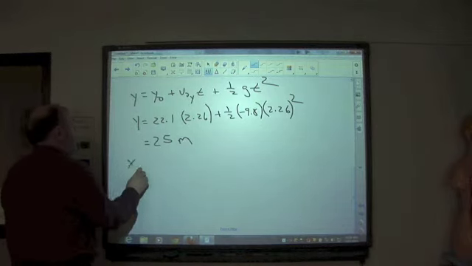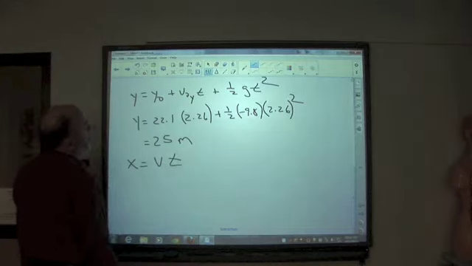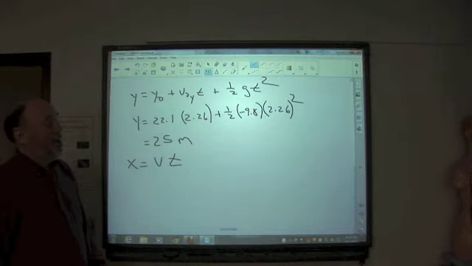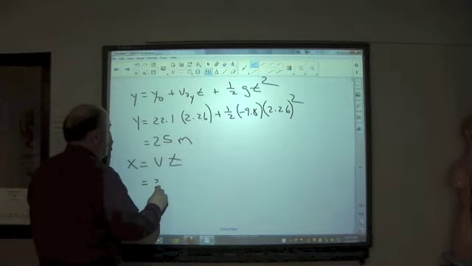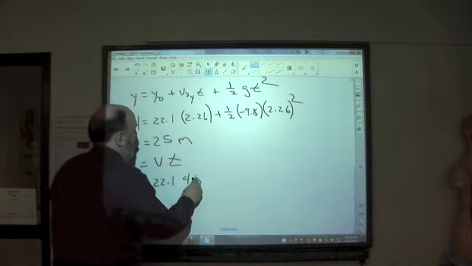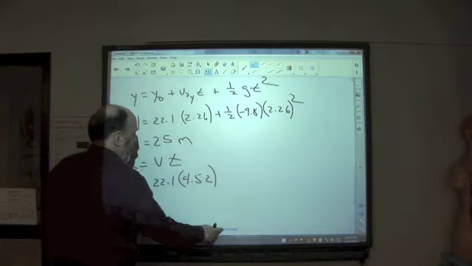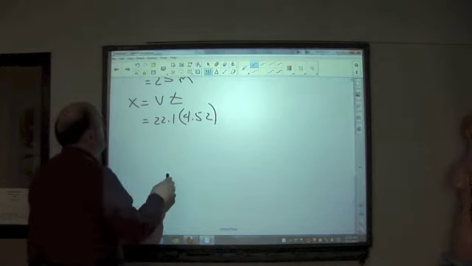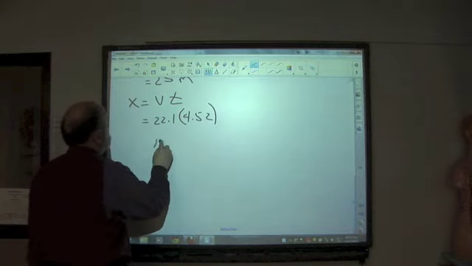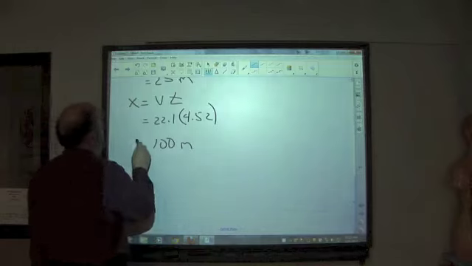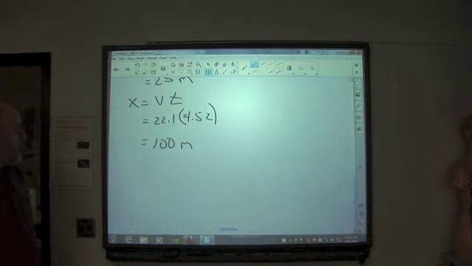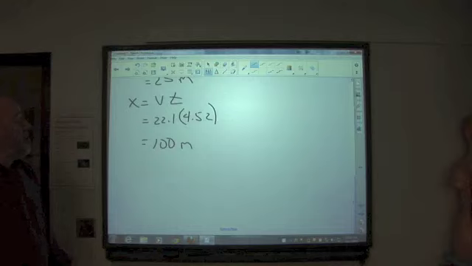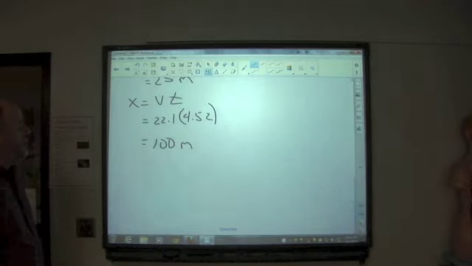Now, where does it hit? Well, the x direction will be given by v times t. Now, gravity has no effect on the velocity in the x direction. Gravity only affects the y direction. So this will be 22.1 times 4.52. And that will give us 100 meters. So we know it's going to hit 100 meters down the road. It goes to a maximum height of 25 meters and is in the air for 4.52 seconds.